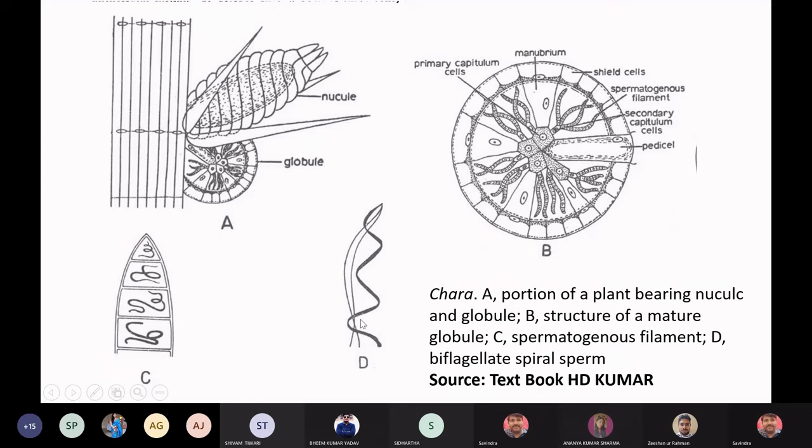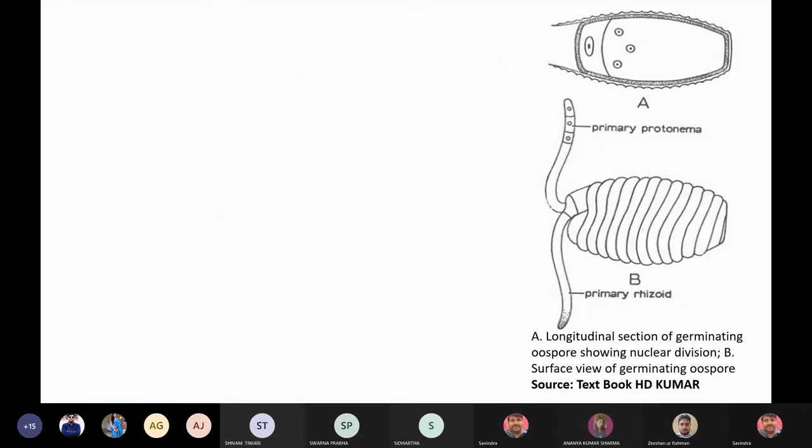This structure is a simple bifurcated spiral sperm, having the pedicel which gives rise to the manubarium, from which it gives rise to primary capitulum cells, and from those primary capitulum cells it will give rise to these filaments, and from these antheridial filaments each cell will develop the anthrozoids, and anthrozoids will be biflagellate.